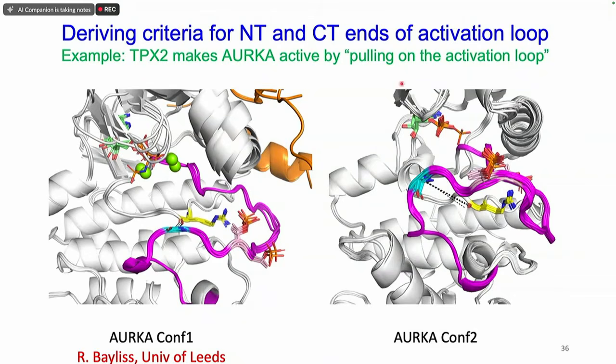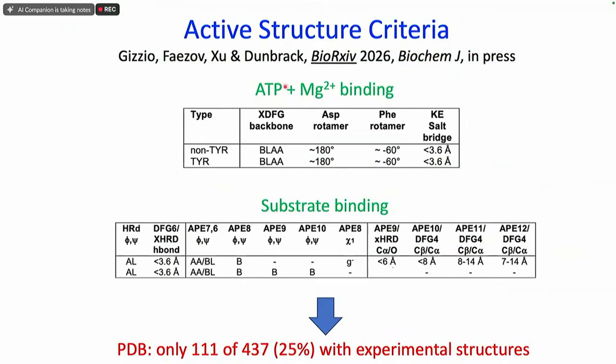The active site up here has ATP in it. This motif, the ATP magnesium binding site, is perfect. It looks exactly like active structures look. But the C-terminal part of the activation loop is very different, and it would not bind substrates. So we came up with a bunch of criteria for ATP and magnesium, and then for substrate binding. They're based on dihedral angles and on a bunch of distances. I won't go through all of them.